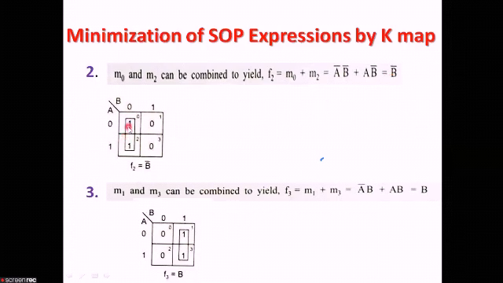Now see, M0 means this one. So you will be having 1 here. M2 means this box, that is 1 here. So these two ones are again adjacent to each other. So just make a box, or just draw it like this, make it as a box. So that is, we have done the pairing, these 2.